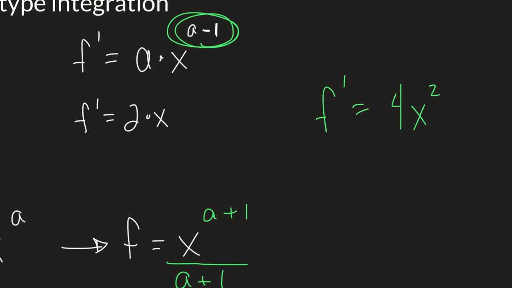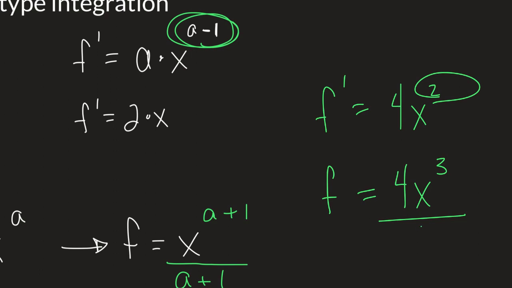As a random non-specific example, what if f prime was 4x squared? 4x squared is the derivative of some function. What could that function be? According to our rules of antiderivatives, we would do 4x to the 2 plus 1, or the third power, divided by 3, which we could simplify as 4/3 of x cubed. Something of that nature.